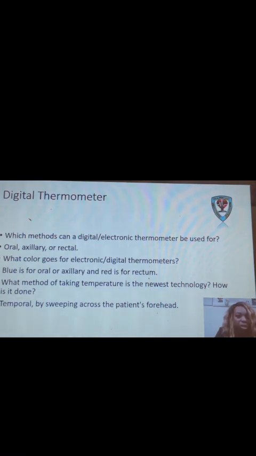A digital thermometer can be used orally, axillary, or rectal. Remember, blue is for oral and axillary, and red is for the rectum. We also have a temporal thermometer that allows you to take the temperature by sweeping the thermometer across the resident's forehead.